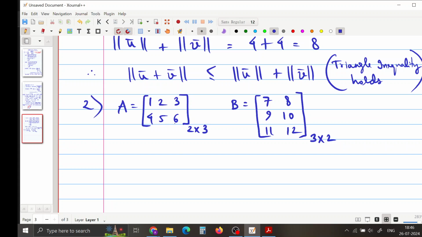The first column has the elements 7, 9, 11. Sorry. This is the first column with entries 7, 9, 11. And this is the second column with the elements 8, 10 and 12. So there are 2 columns. So 3 rows, 2 columns. Therefore 3 cross 2 matrix.